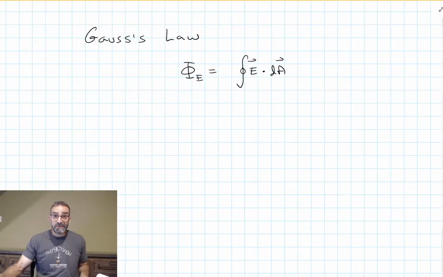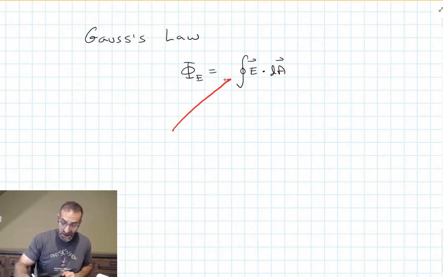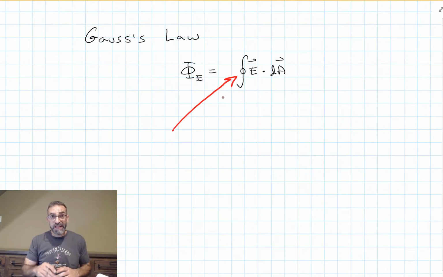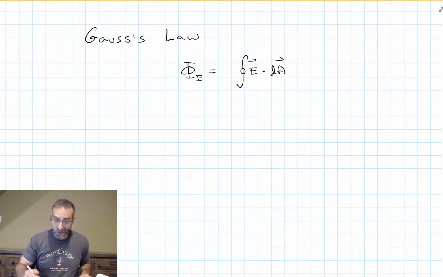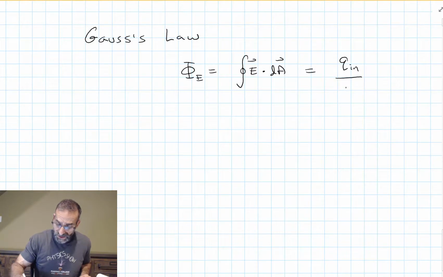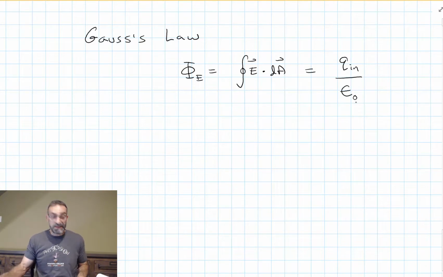And that brings us to Gauss's law. Gauss's law links the flux, the integral of E dot dA, over a closed surface. That's what this little circle means on the integral sign. We're integrating over an entire enclosed surface, all the sides of an enclosed surface. The flux of E dot dA over an enclosed surface is proportional to the charge inside the surface. And of course, we like to have an equal sign there. So we need a proportionality constant, and it's 1 over epsilon naught.